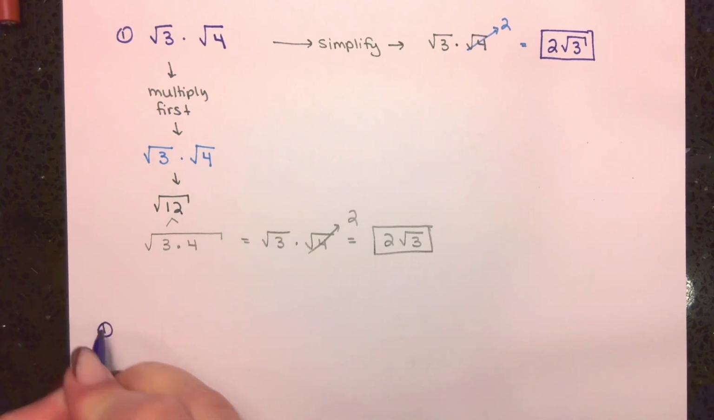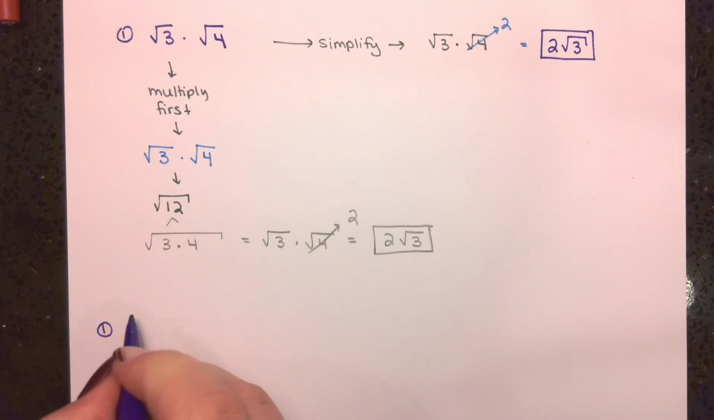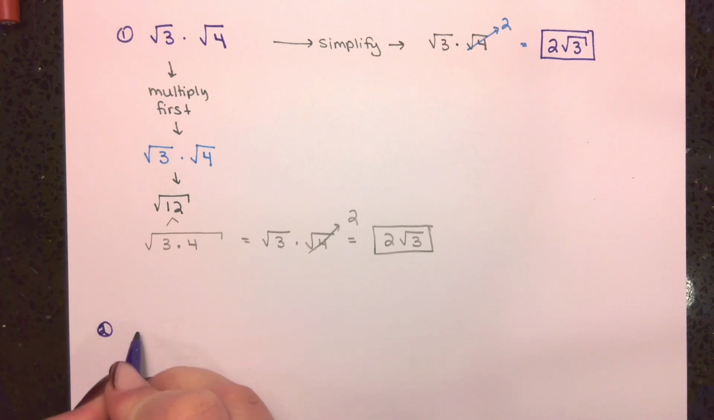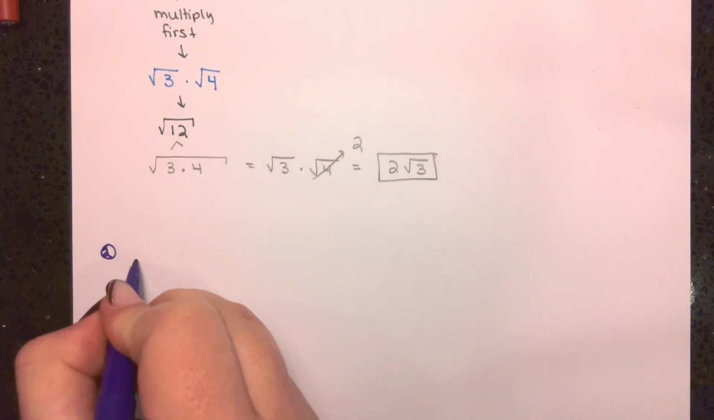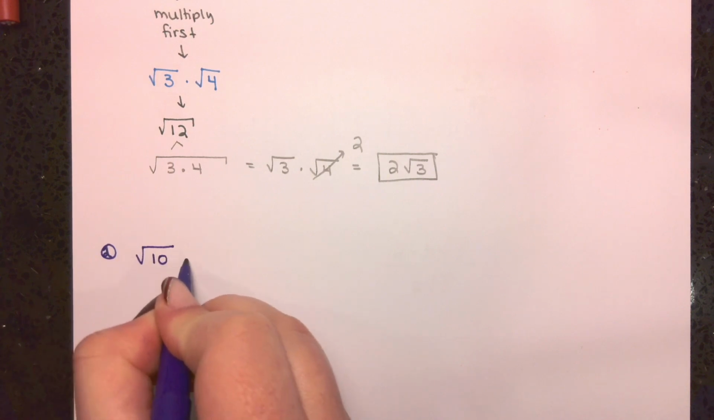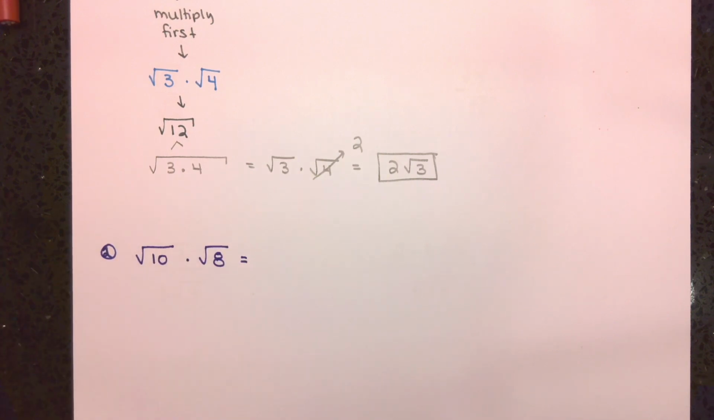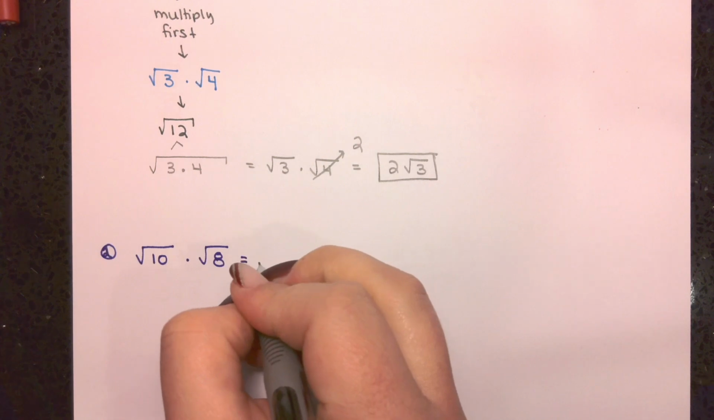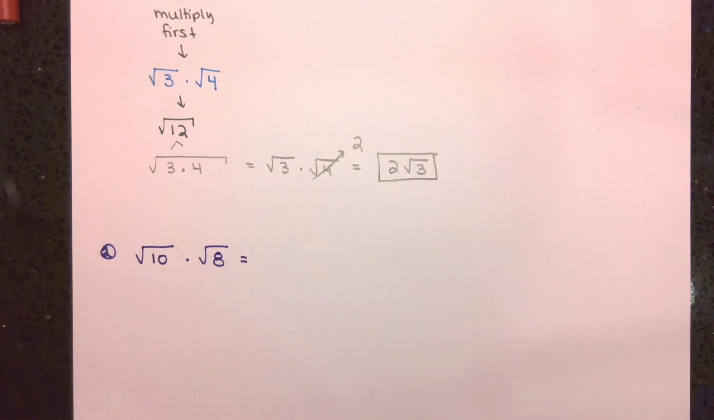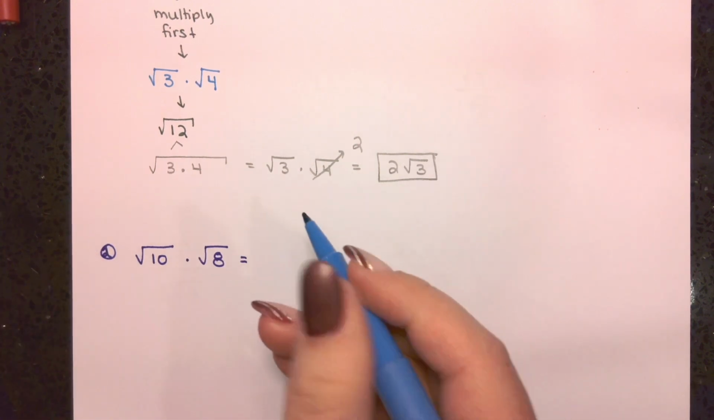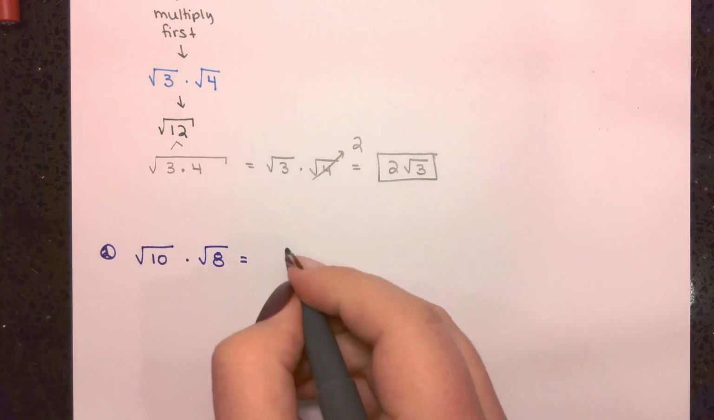Let's go ahead and do question number 2. So we have the square root of 10 times the square root of 8. Again, you have two options here. You can choose to simplify first, or you can choose to multiply things out. That is up to you. I am going to choose to simplify first since it worked really well for us last time.